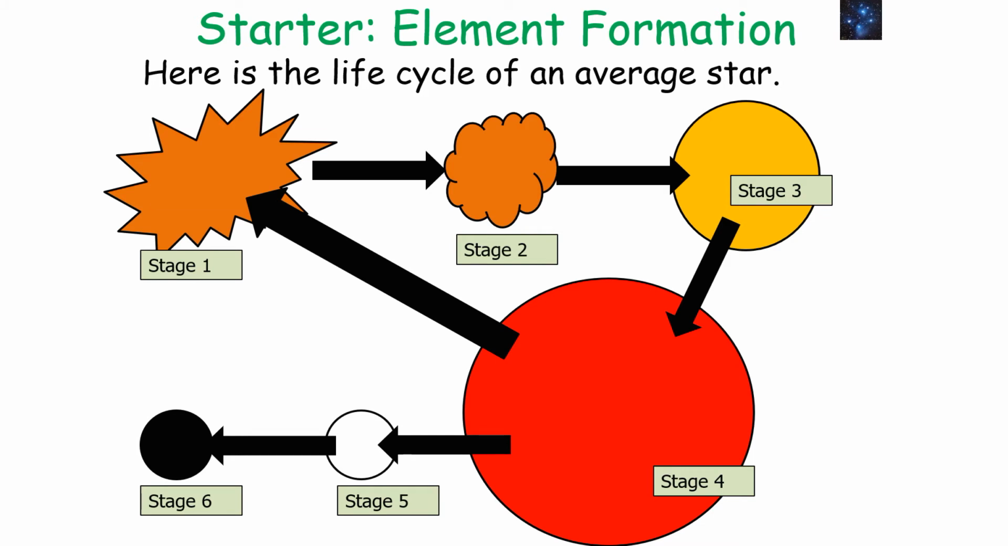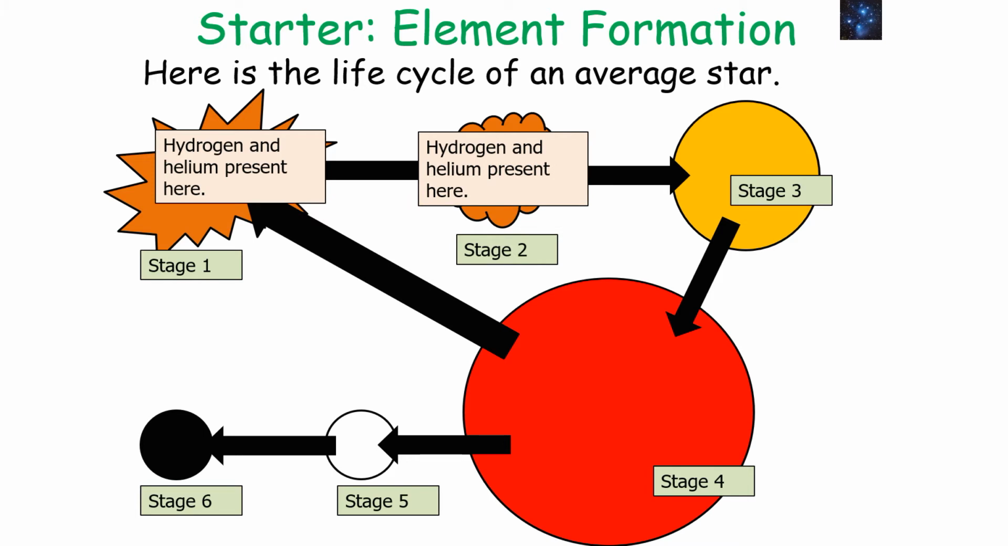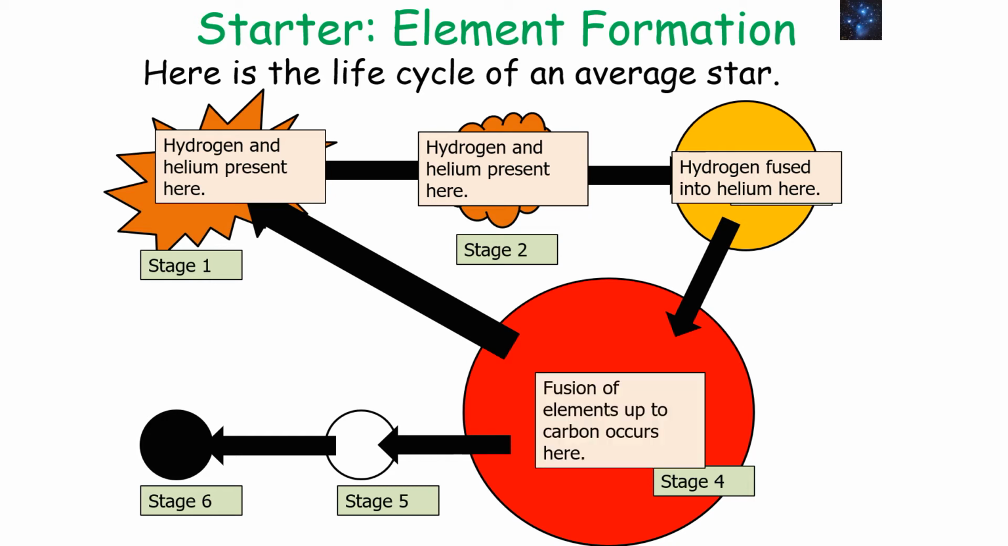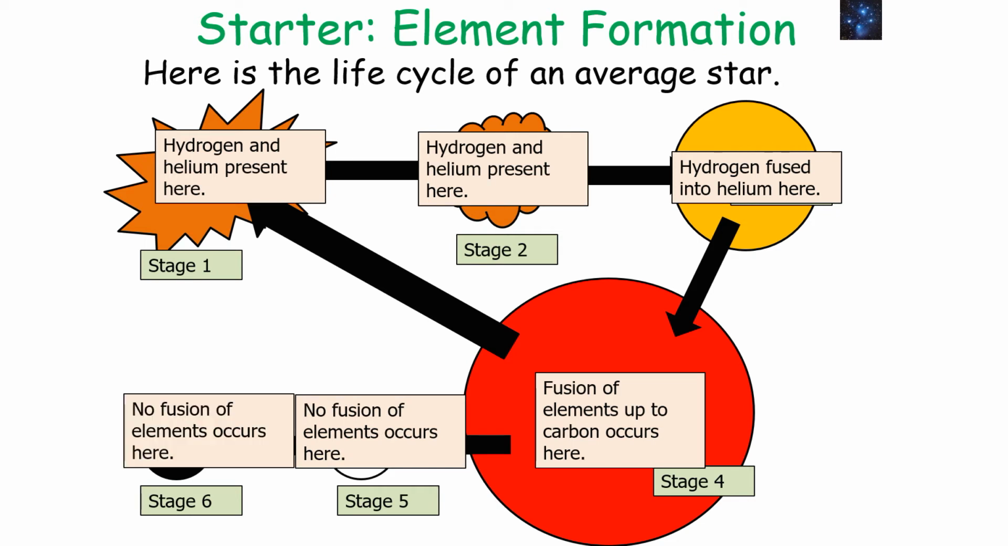In stage 1, the nebula, hydrogen and helium are present here, and it's still the same idea for the protostar. But at stage 3, the main sequence, hydrogen is fused into helium, whilst at stage 4, the red giant stage, fusion of elements up to carbon occurs. Remember, a red giant for an average star doesn't have the temperature or pressure to fuse elements any higher than carbon. Then at the white dwarf stage, no fusion of elements occurs, nor at the black dwarf stage, because fusion has stopped.